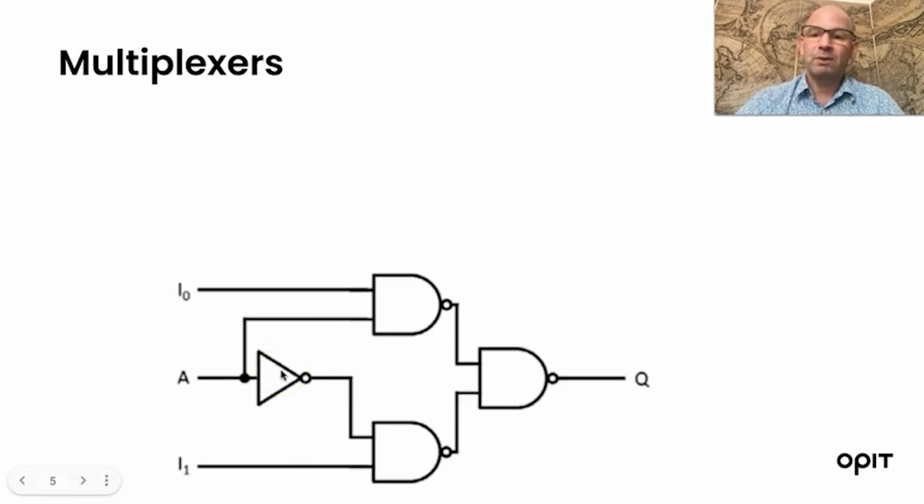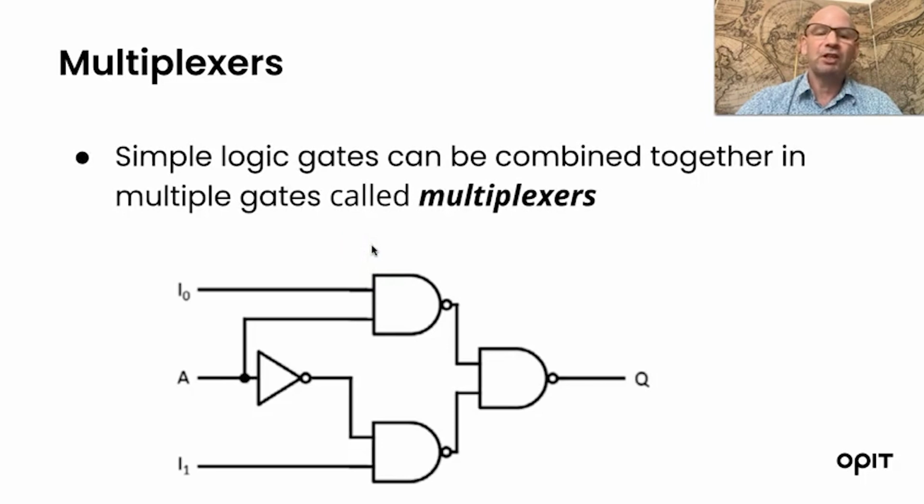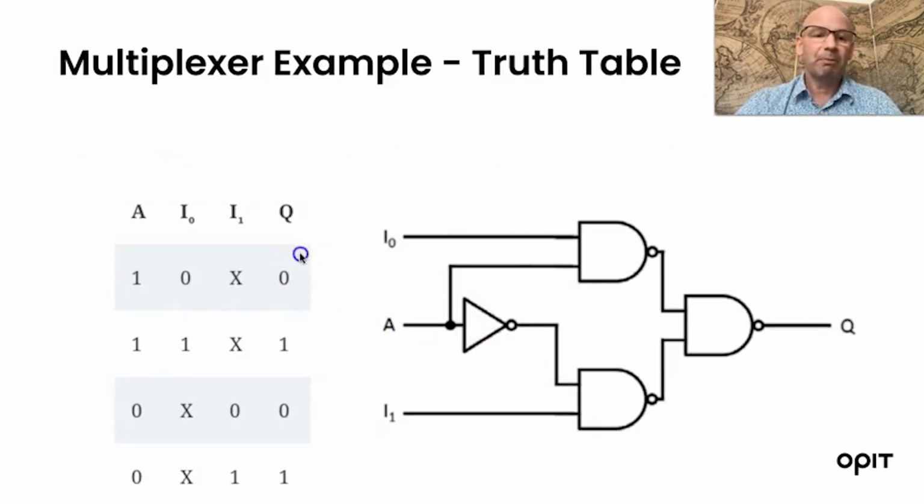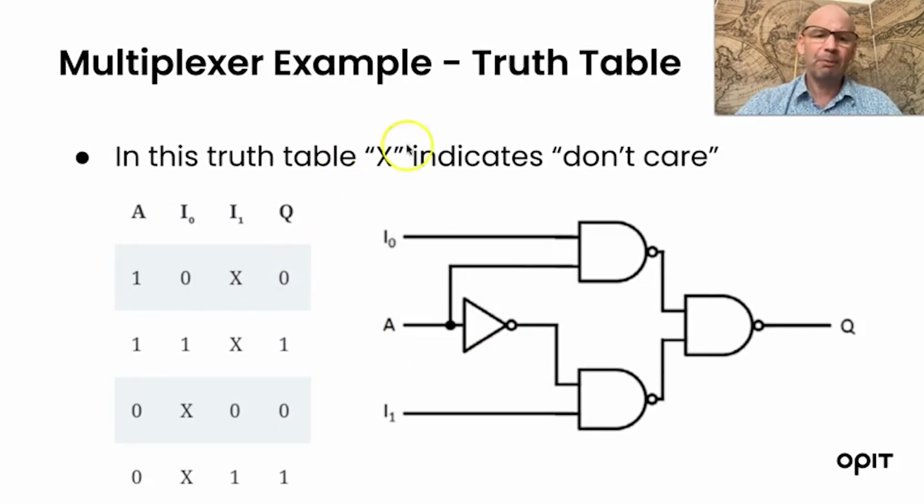The concept of multiplexers is when we start combining simple logic gates together to form more complex logic. This is an example of a multiplexer here using a NOR gate and some NAND gates, right? An AND gate with our inverter makes it a NAND gate. What I want to do is step through this two-input multiplexer example by using a truth table. So here's our example. In this truth table, the X indicates that we don't care. Well, what do we mean we don't care? Let's go through each of the rows in our truth table.